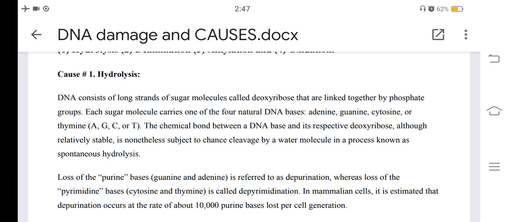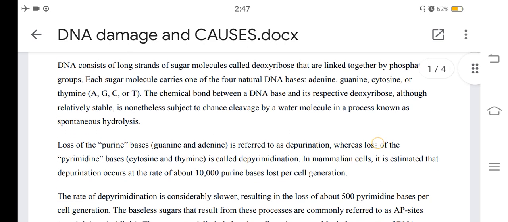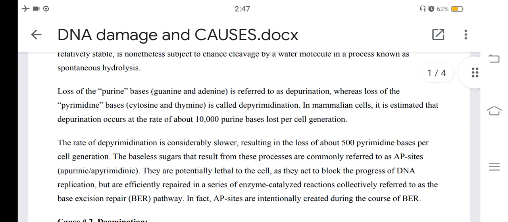Loss of purine bases guanine and adenine is referred to as depurination, whereas loss of pyrimidine bases cytosine and thymine is called depyrimidination. In mammalian cells, it is estimated that depurination occurs at the rate of about 10 purine bases lost per cell generation. The rate of depyrimidination is considerably slower, resulting in the loss of about 500 pyrimidine bases per cell generation. The baseless sugars that result from these processes are commonly referred to as AP sites, apurinic/apyrimidinic.